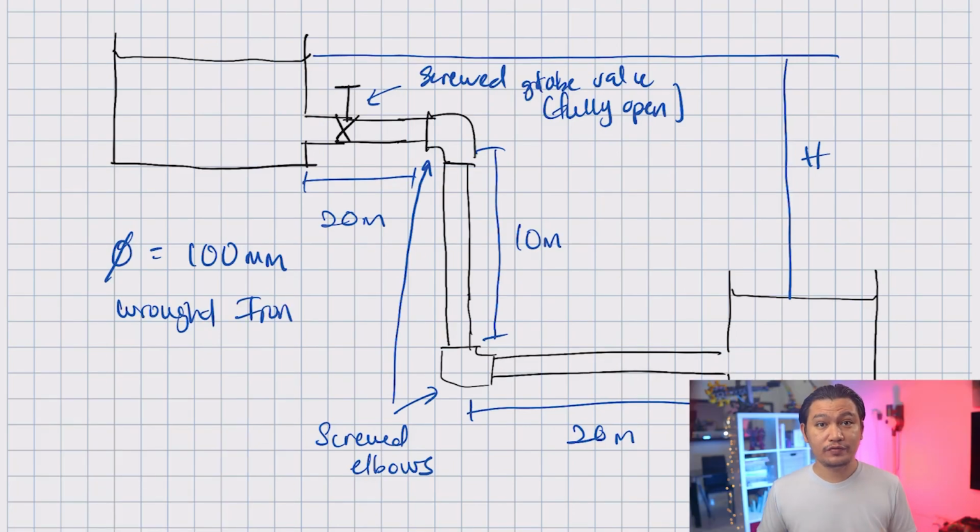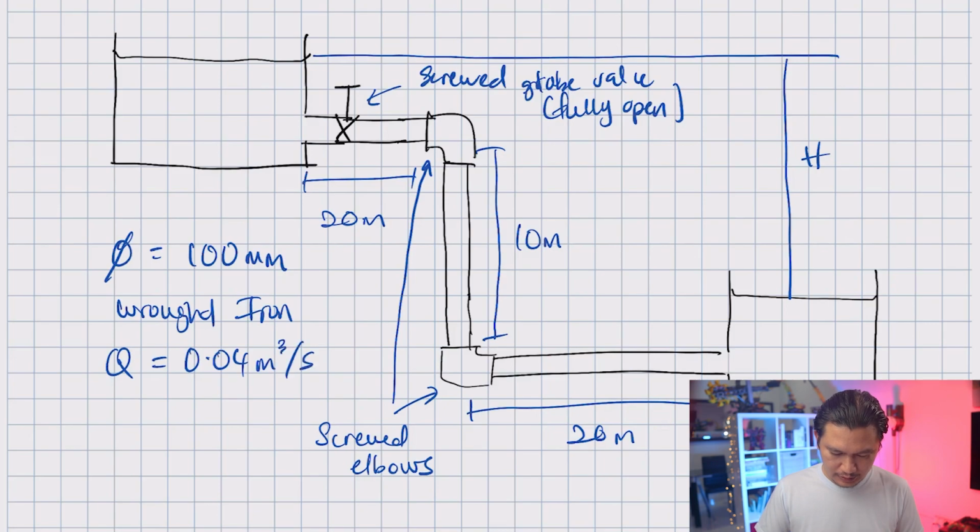And also what is given to you in this problem is the flow rate, which is Q, equal to 0.04 meter cube per second. And finally, the question is asking you to find the difference in elevation between these two tanks. It means that the question is asking for the value of H. Okay, so now, how do we solve this problem?